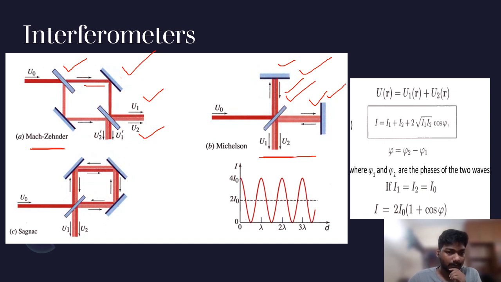And this is the Sagnac interferometer. In the Sagnac interferometer there is one beam splitter. This is one beam splitter. These are three mirrors, and at last we can see U1 and U2 going into interference here.